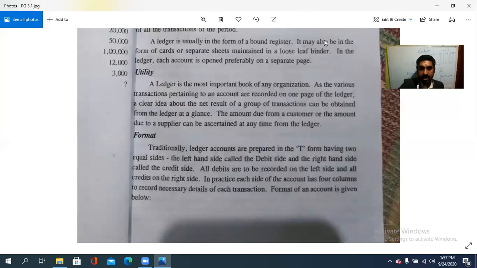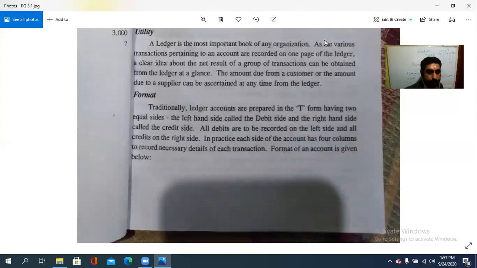Then format. Traditionally, ledger accounts are prepared in the form of a T form. See, this is the debit side, this is the credit side, this is the account name. So that is the T form. The left side is the debit side and the right side is the credit side. All the debits are to be recorded on the left side and all the credits on the right side. In practice, each side of the account has 4 columns to record necessary details of each transaction.